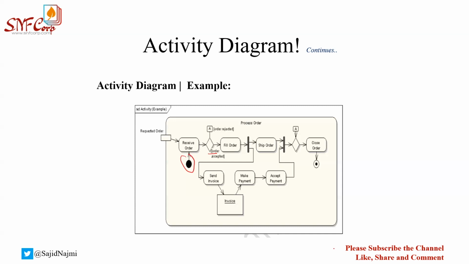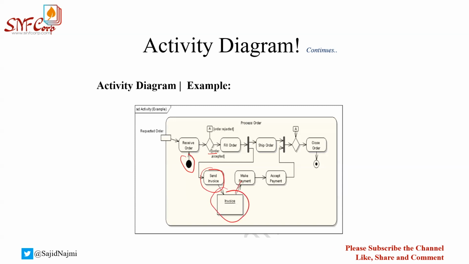Now within this fork, I might do two things separately. I can decide to ship the order, and at the same time I can also decide to send the invoice to the customer. I can do these two activities in parallel. Now here I'm sending the invoice. This is an object I'm showing here. You don't need to show it here, but you can also show it to make things easy.